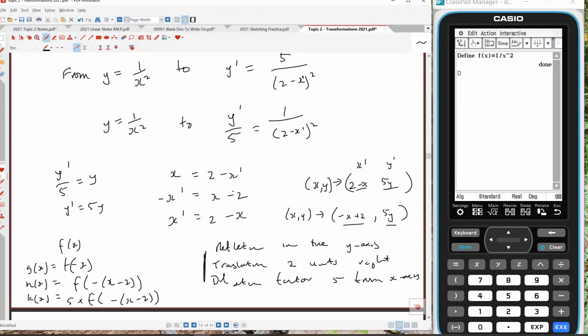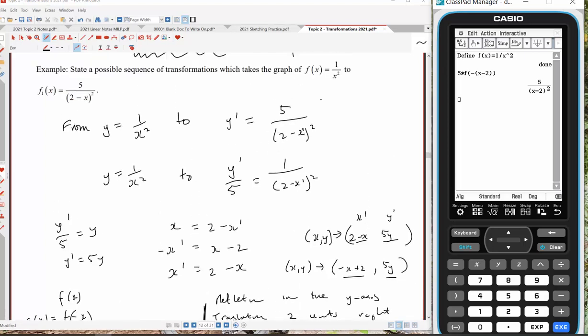So you can see here, running the transformations going from this to this using the function notation, because I'm really good at using function notation for that. Okay, so 5 times f of negative x take 2, open, open, close, close. See what happens. Okay, that's interesting. So that actually is that function there.